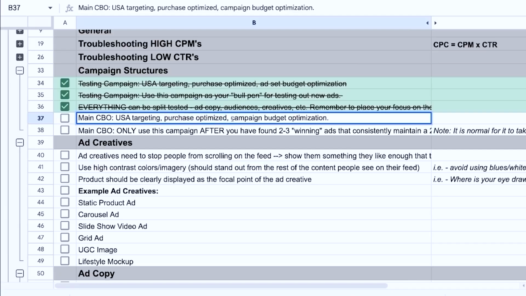Then campaign budget optimization. So we talked about ad set versus campaign budget. It's just, if I have 5 ad sets and I give them a $10 budget each, it's going to manually spend that $10 on each one, as opposed to if I set a campaign budget of $50, it's going to decide on its own how it wants to split up that 50 to get us the most bang for our buck.